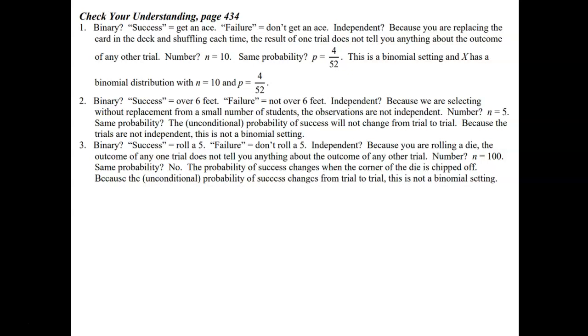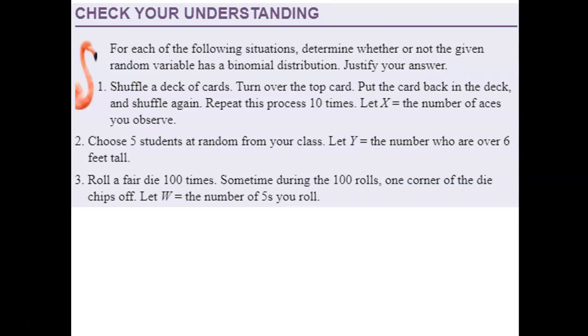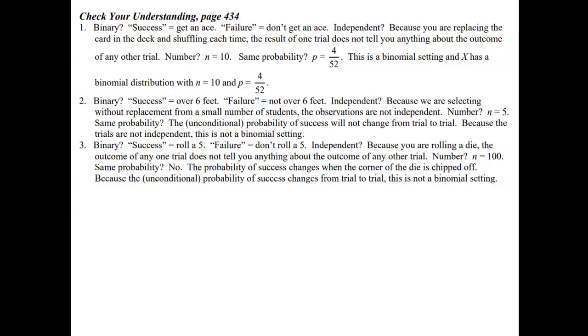My bad. Okay, number 3. We're rolling a fair die, and then at some point the corner chips off. So it is binary because it's either a 5 or it's not. Independent. Because you're rolling a die, the outcome of any one trial does not tell you the outcome of the other trial. So that we know. They don't have anything to do with each other.